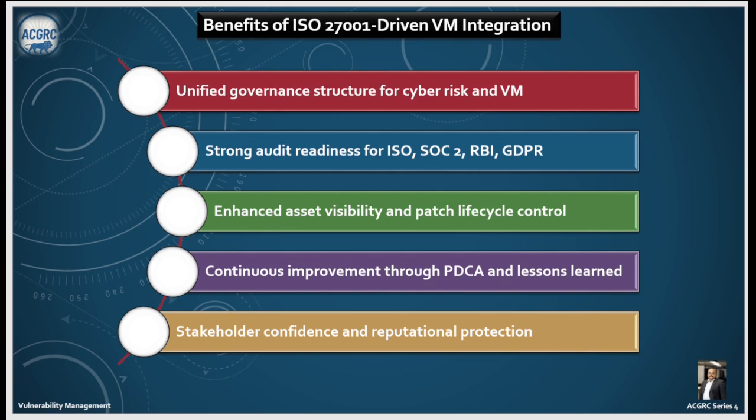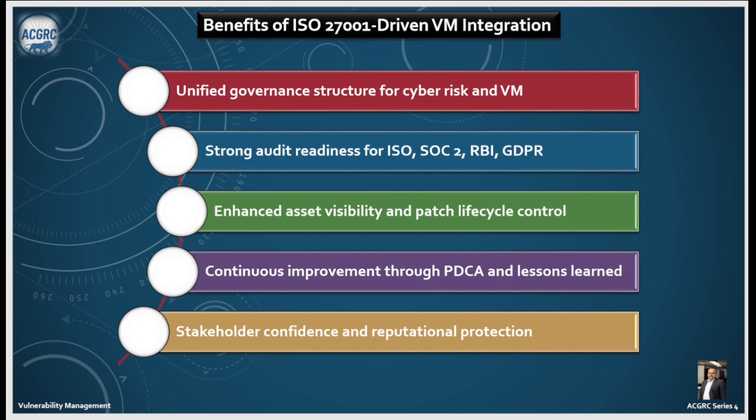Third benefit: stronger compliance and audit readiness. What it means? It means VM is a key requirement in many organizations. Example: GDPR, RBI, HIPAA. ISO 27001 helps track, document, and demonstrate your effort during audits. The benefit: less stress during audit. You'll have clear evidence of patching timelines, scan logs, and risk treatment actions.